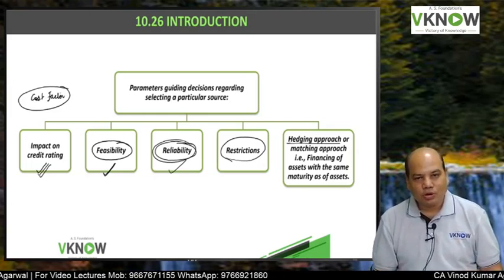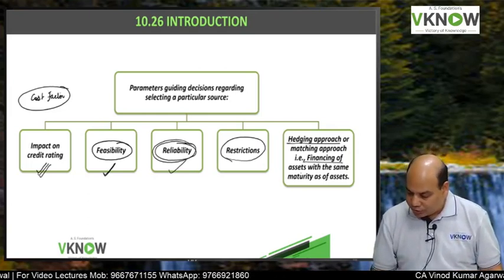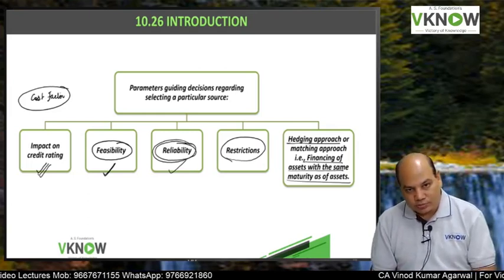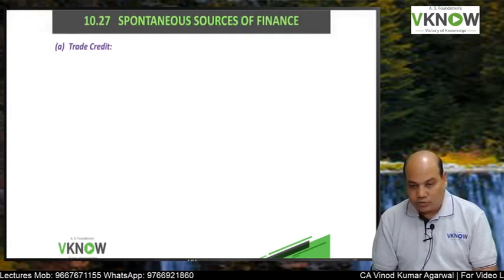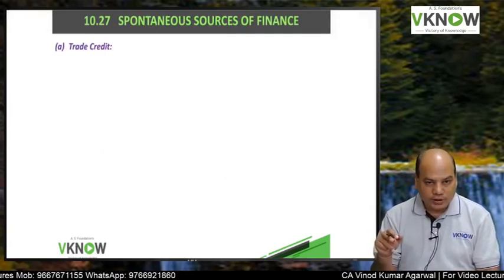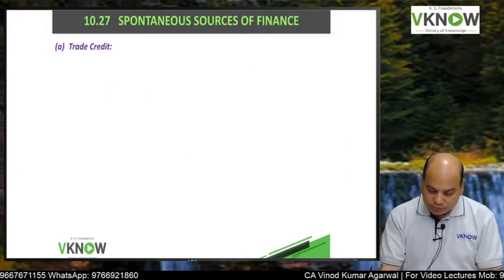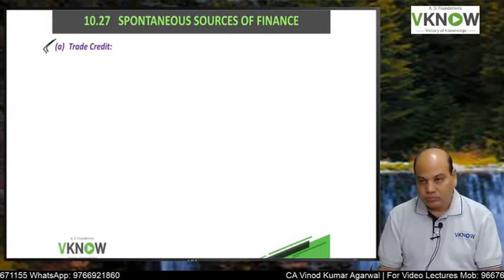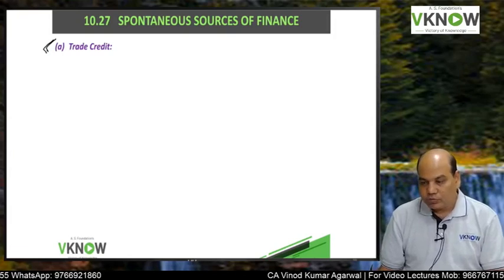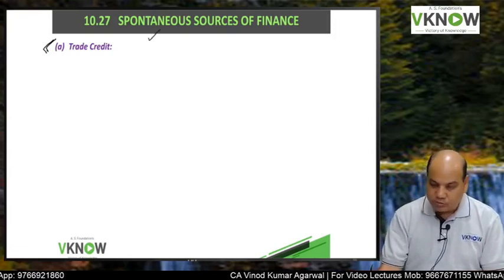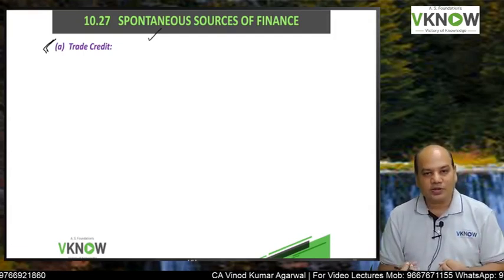Long-term source, long-term needs. So therefore you have to also match the requirement with the source. These are the factors which will influence your decision relating to source of finance. Now, for exam purpose, the question would be, what are the various spontaneous sources of finance? Spontaneous, which naturally arise in the business.